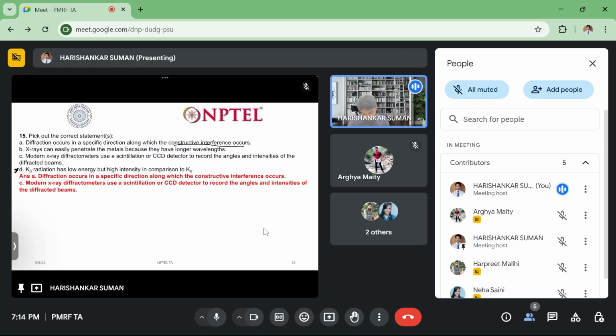Modern X-ray diffractometers are based on scintillator or CCD detectors. Yes. And X-rays easily penetrate metal? No, this is wrong. Longer wavelength, sorry. And diffraction occurs in a specific direction along which constructive interference occurs. Yes.